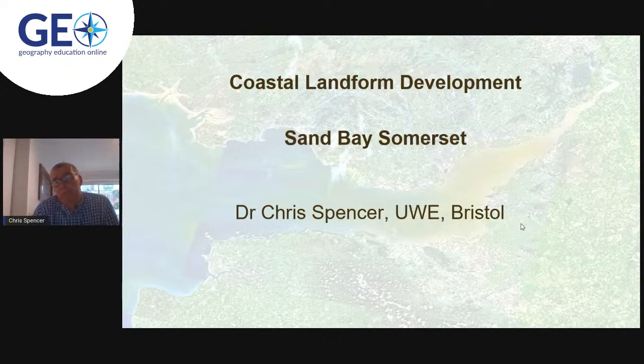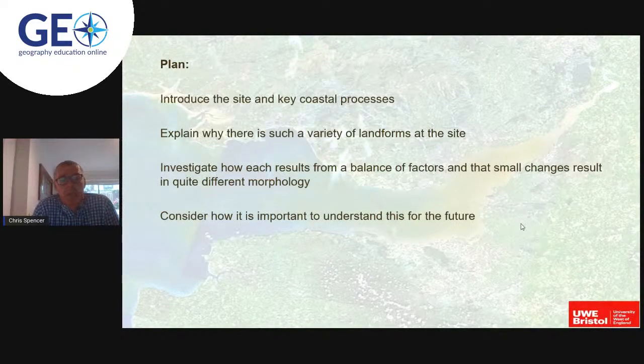The plan for what I'm going to talk about is coastal landform development. I'm going to explore that through a location, Sand Bay on the Somerset coast. As part of that, I'm going to look in the first instance at introducing the site and some of the key coastal processes. So what are the main drivers behind change and the key energy sources affecting this coastline?